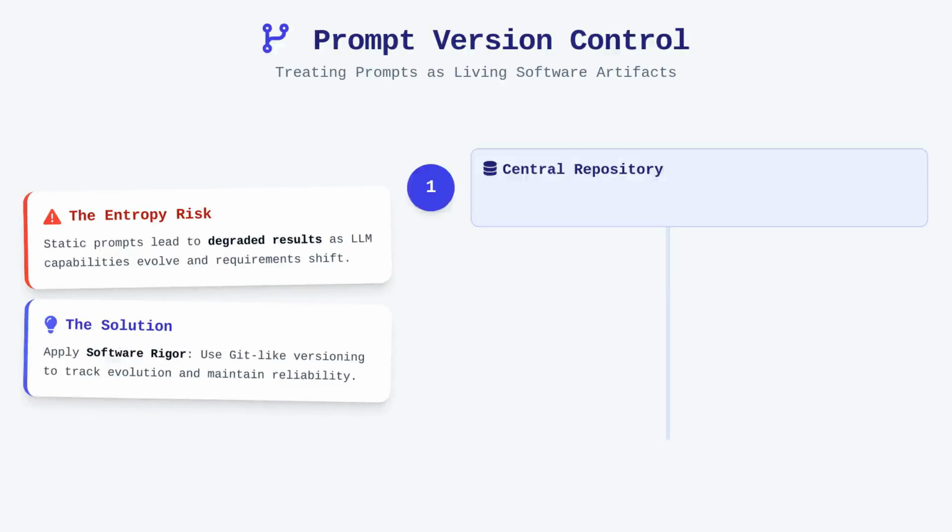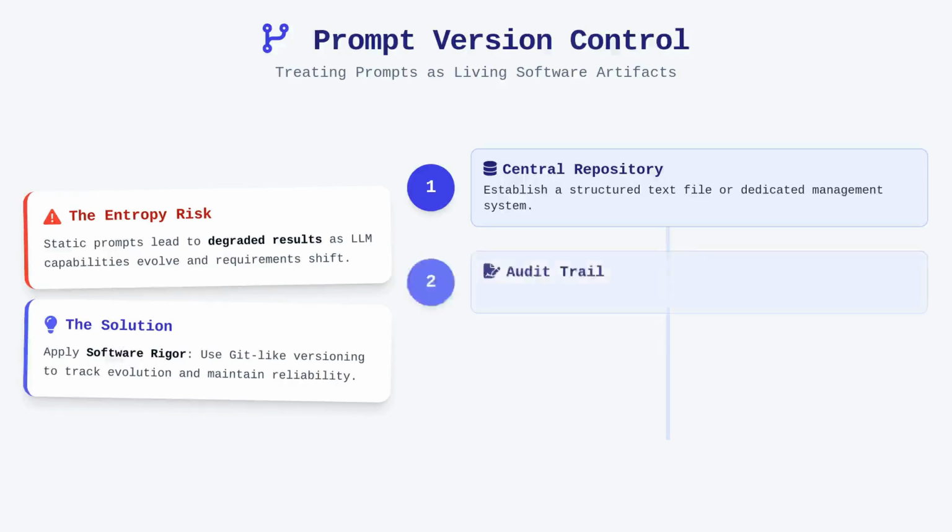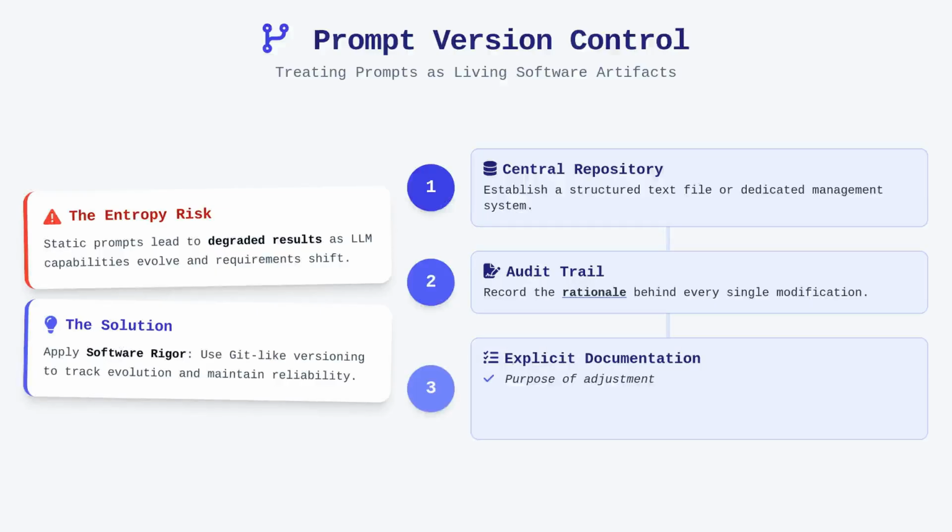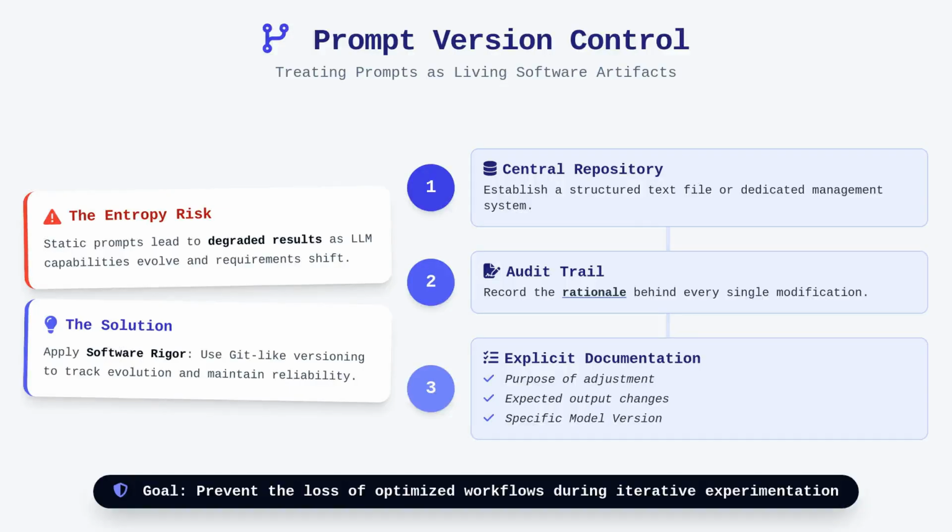You should begin by establishing a central repository for your prompts, which could be as simple as a structured text file or a dedicated document management system. By recording the rationale behind every modification, you create a historical audit trail that serves as a diagnostic tool when model behavior shifts. This documentation should explicitly state the purpose of the adjustment, the expected output changes, and the specific model version used during testing. Such discipline prevents the common pitfall of losing an optimized workflow during iterative experimentation.